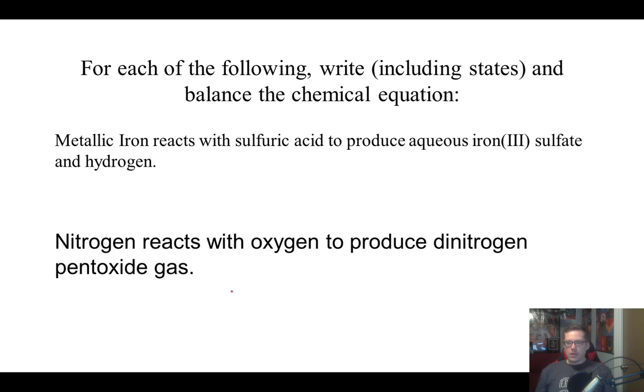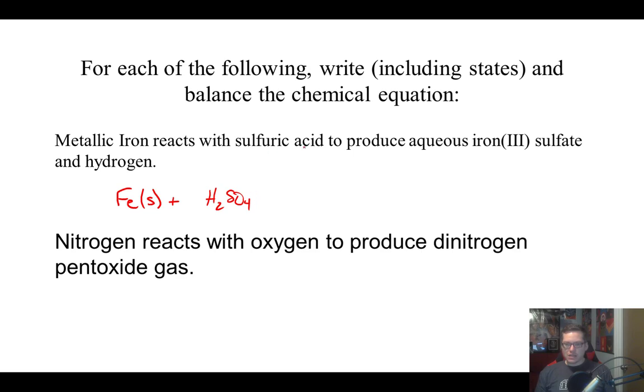So metallic iron reacts with sulfuric acid to produce aqueous iron(III) sulfate and hydrogen. So we got metallic iron, that's iron, Fe, and it says it's metallic, which implies it's solid, with sulfuric acid, so that's H2SO4. Now remember our rules for naming acids, you ate something icky, so that means it had to have come from the sulfate, which is SO4. SO4 has a 2- charge, so I put 2 hydrogens on there.